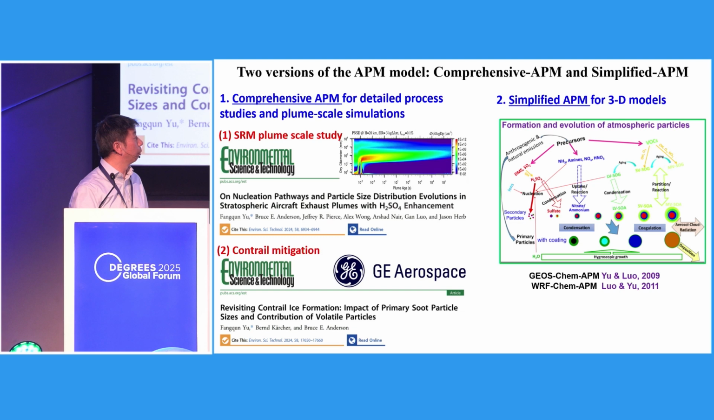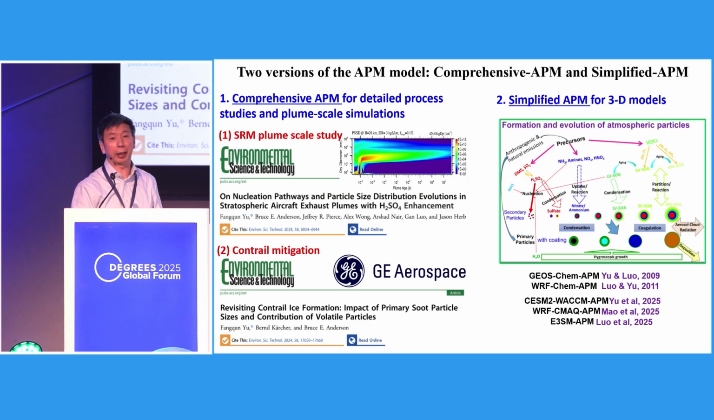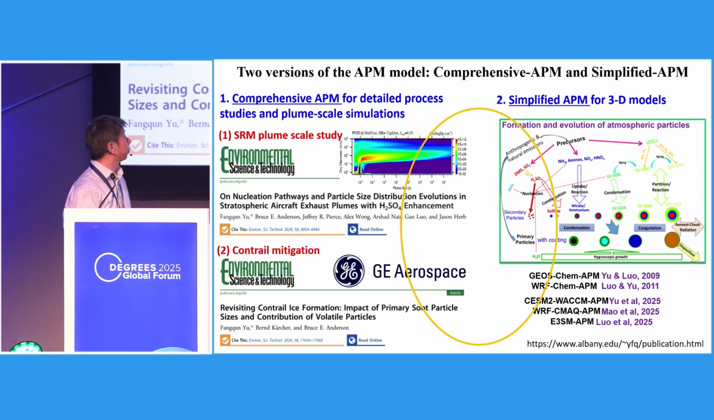We first put the model in GEOS-Chem and WRF-Chem, and then in the last couple of years, we put the APM into CESM2 and also WRF-CMAQ in collaboration with the US EPA. And in collaboration with the DOE Lawrence Livermore National Lab, we put the aerosol in E3SM. Information about these papers can be found in the publications on my webpage. Below, I will show some examples of three-dimensional modeling.